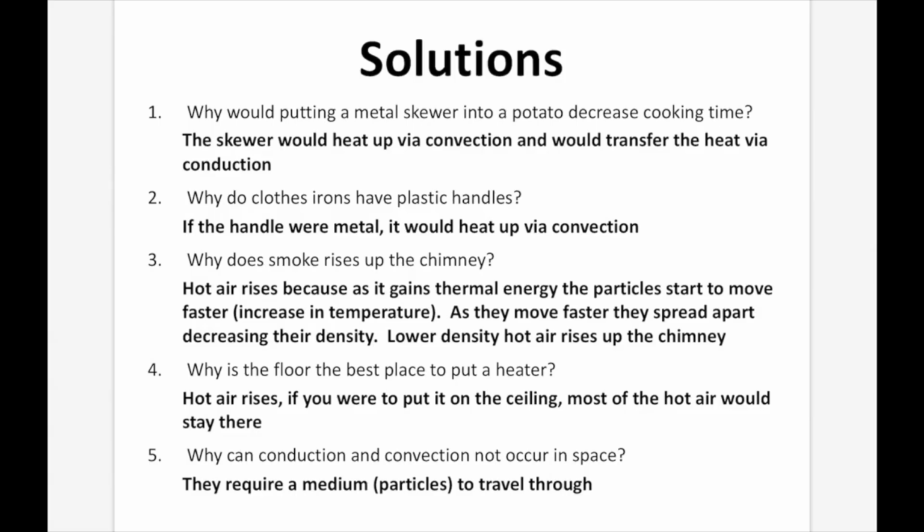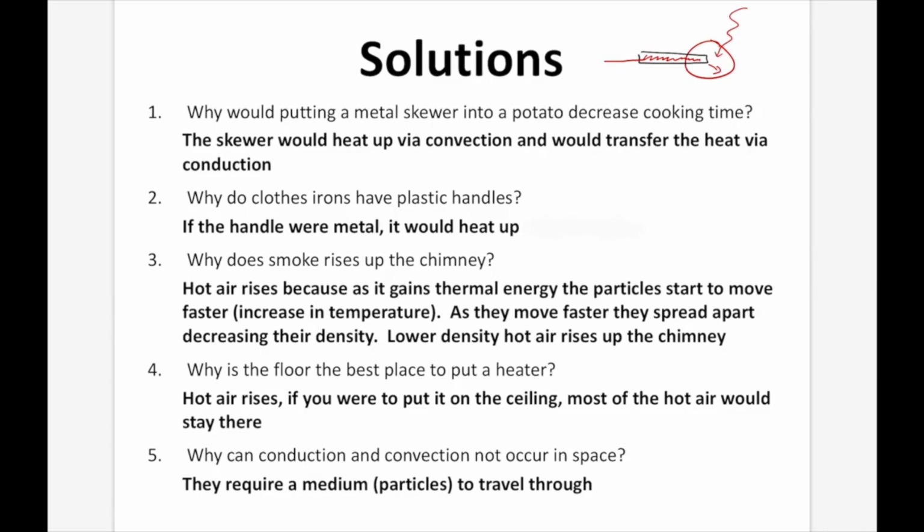Okay, so number 1. What the skewer would do is heat up via convection and then transfer that heat via conduction. So if we draw our potato again and our skewer, typically our potato is going to be heated from the outside in, like that, right? But if we heat the skewer, and we make the skewer really, really hot, well then the skewer is going to be able to cook the potato from the inside out. This is going to allow us to heat our potato faster.